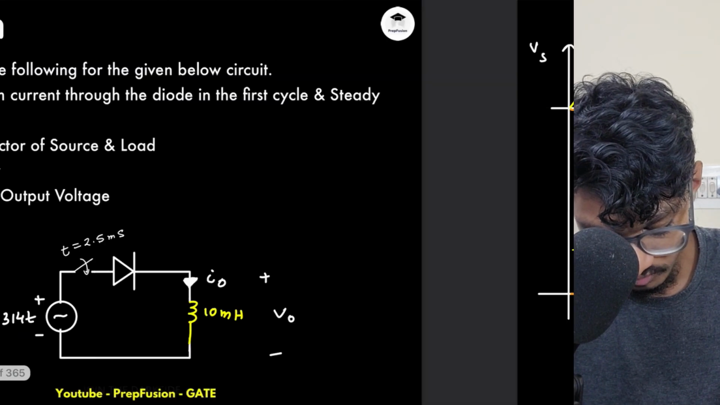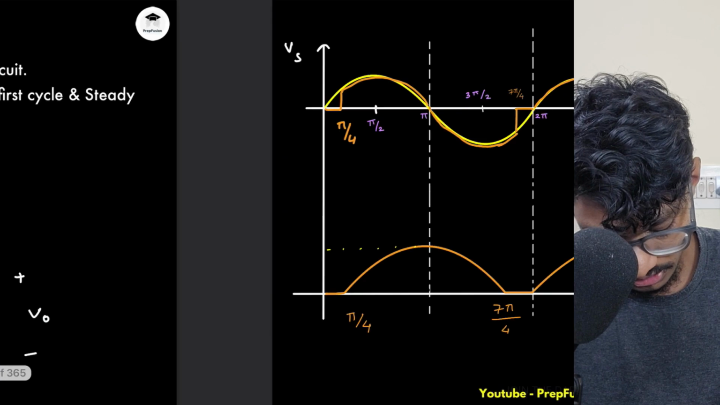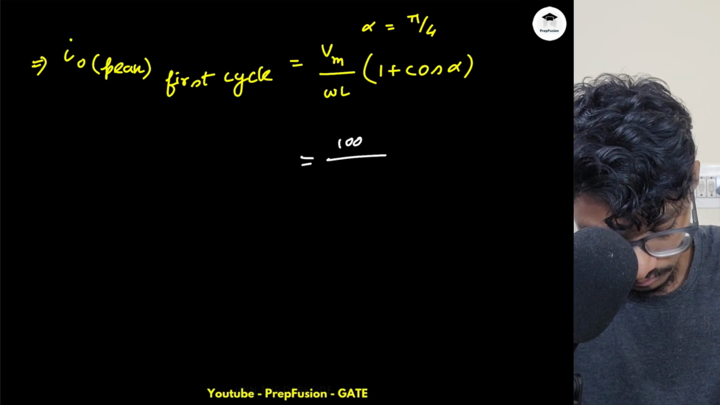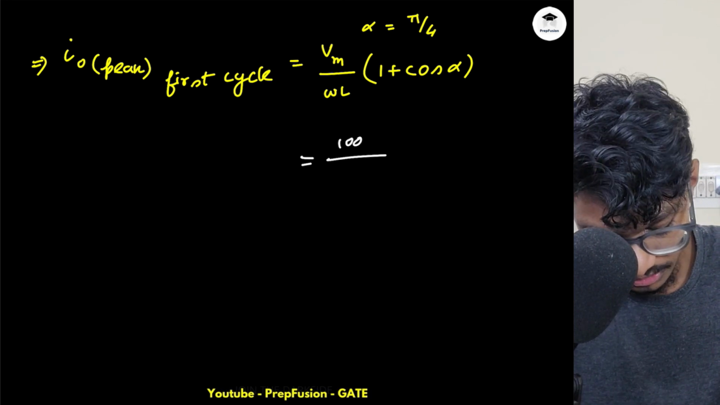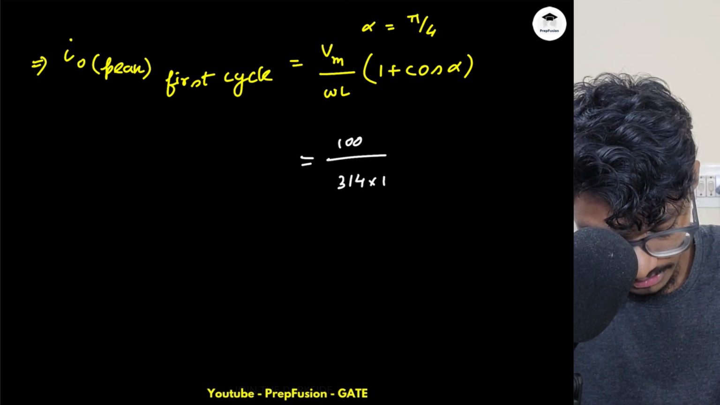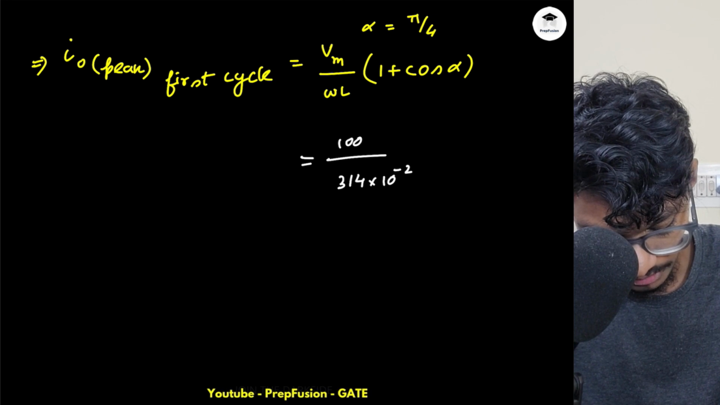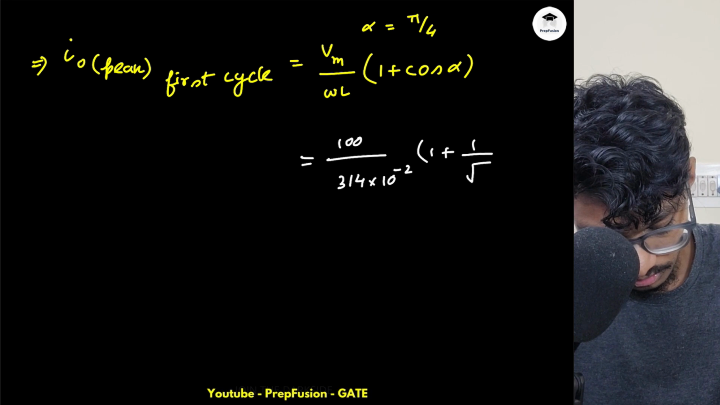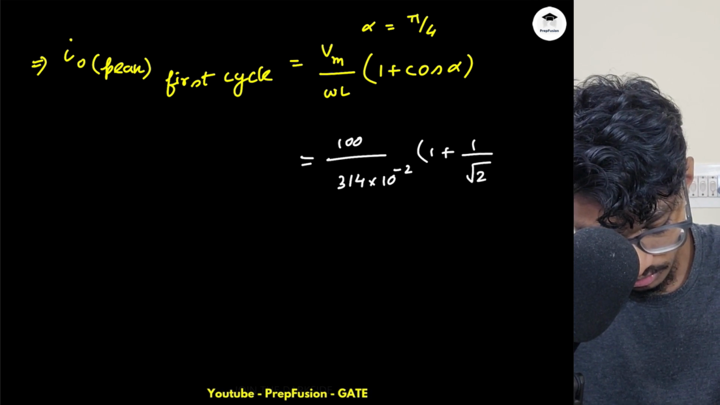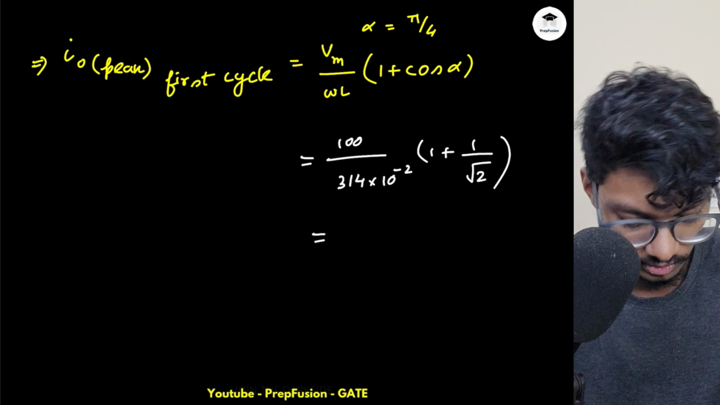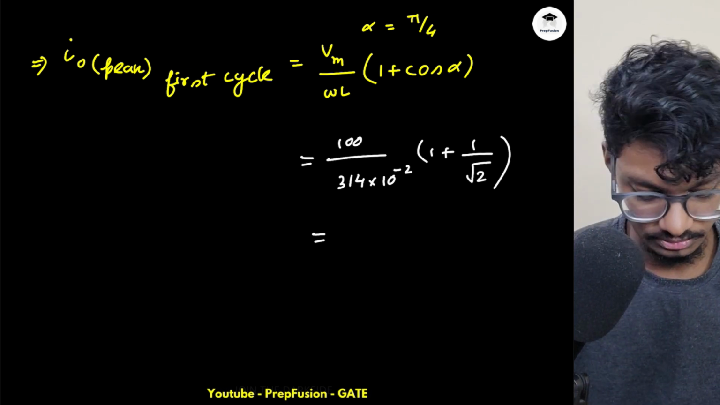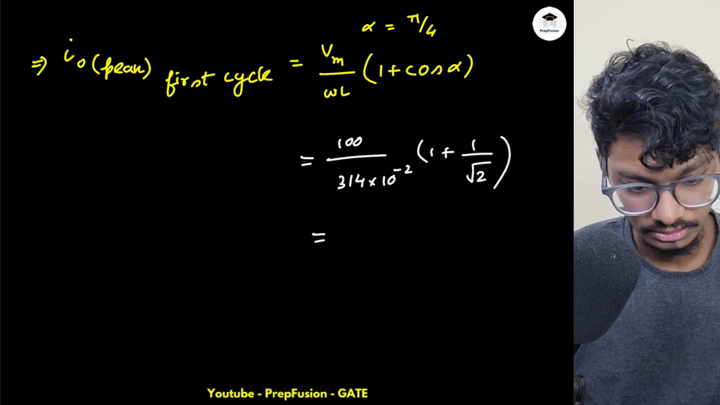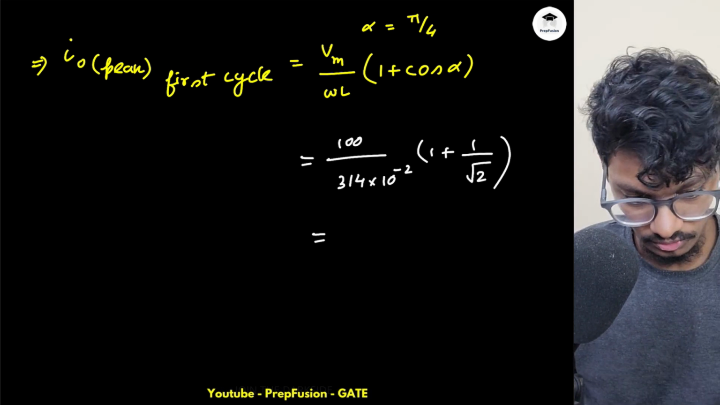Vm will be what? Vm will be this 100 upon omega L. Omega is 314, L is 10 millihenry, so this will be 10 raised to power minus 2, into (1 plus 1 under root 2). Okay, so this will be equal to what? If I just compute this value, real quick, just hold on a second.